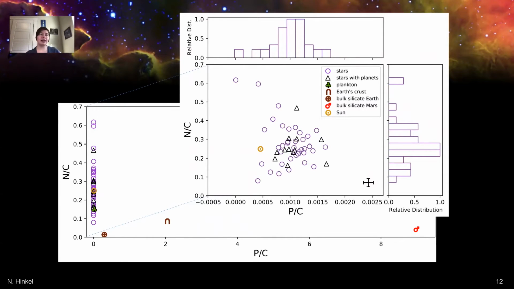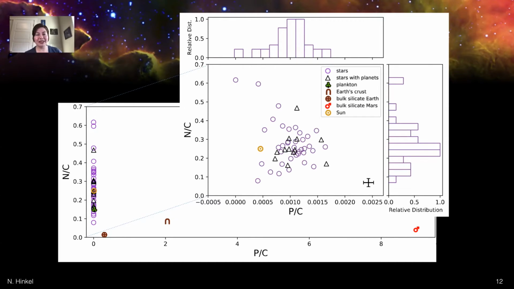So you can see with the brown O plus that that's the bulk silicate Earth, and then you have the upside down U, which is Earth's crust, which are fairly phosphorus rich compared to the other stars. And then you have Mars, which is all the way on the other side. We had to really stretch the scale in order to show bulk silicate Mars.